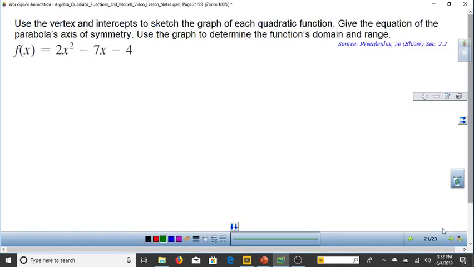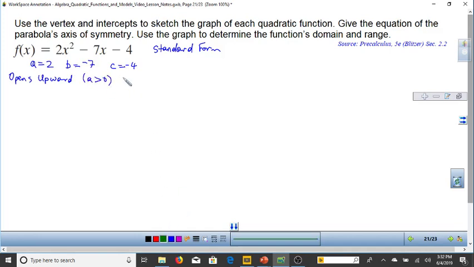Few more examples to go. In this case, the function is in standard form, but the coefficient of x squared is a number bigger than 1. So again, this function is in standard form. In this case, a is 2, b is negative 7, and c is negative 4. Now we know that the graph opens upward, so we have a minimum because a is positive.